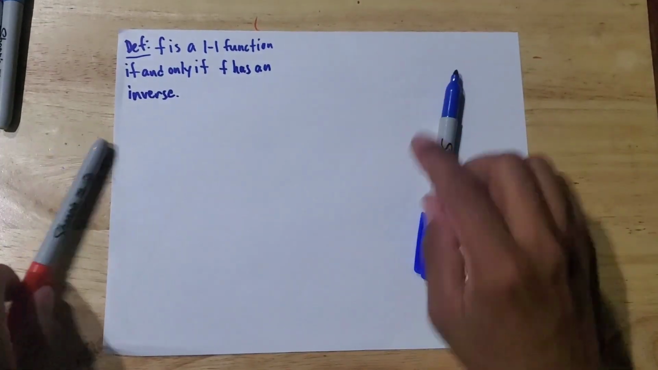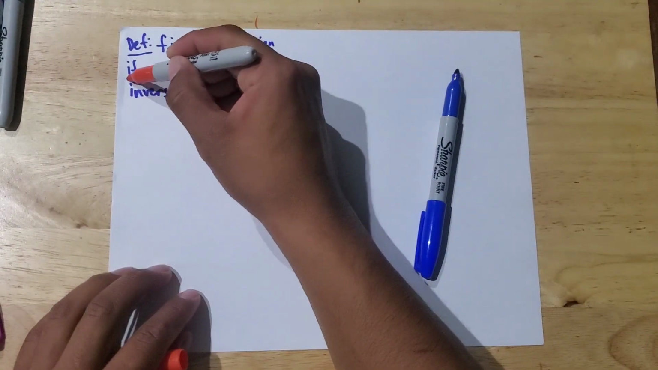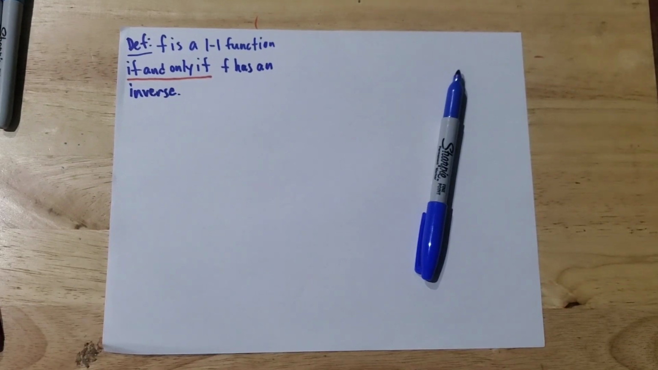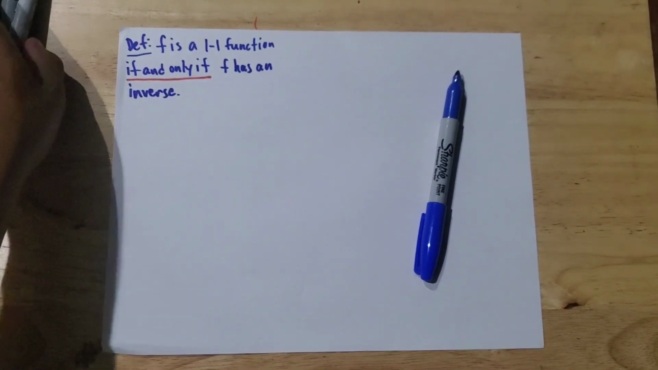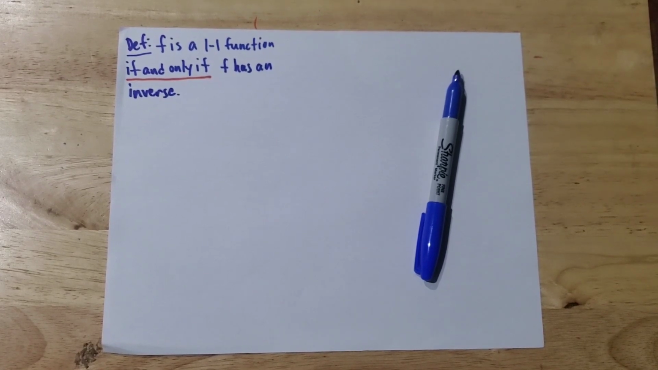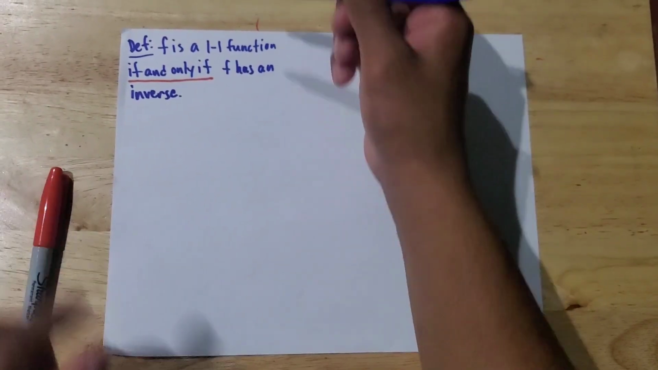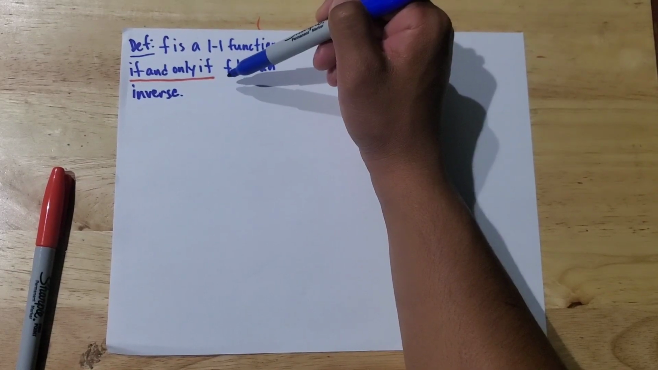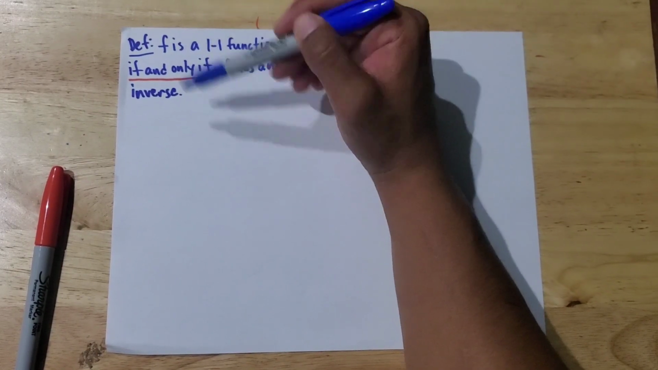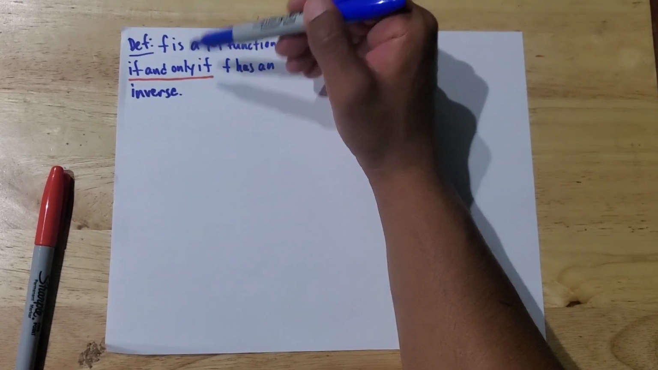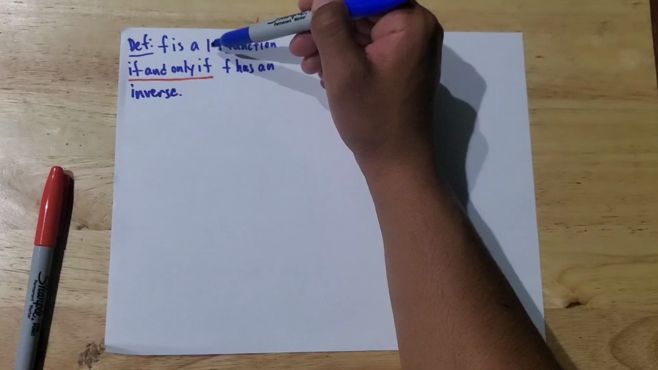So the important part here is this "if and only if." In math, they call it a biconditional statement. What that means is that it works in both directions. So what this is saying is if f is a one-to-one function, that means f has an inverse. And then it works in the other direction. If f has an inverse, then that means it's a one-to-one function. So these two things go hand in hand with each other.